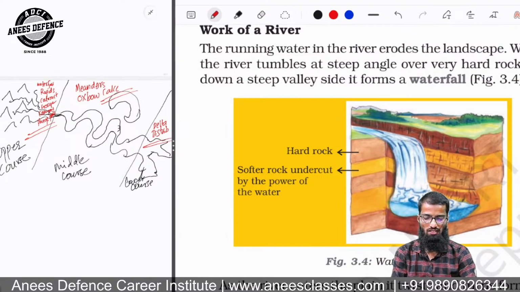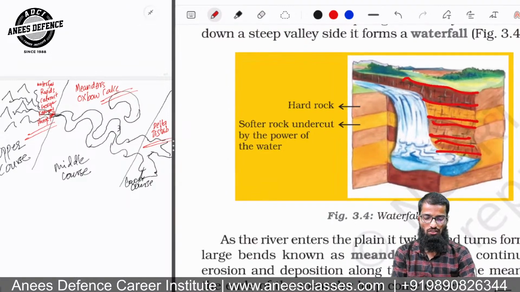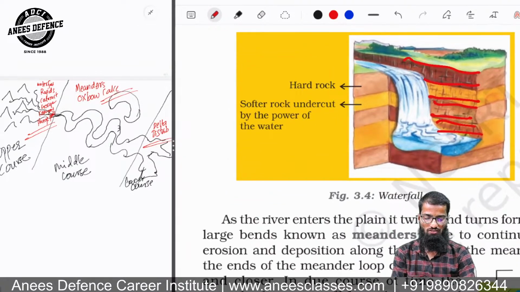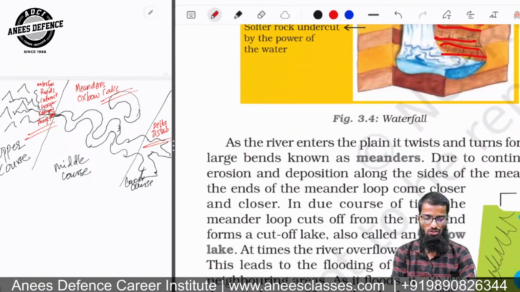When the river tumbles at a steep angle over very hard rock, or down a steep valley, it forms waterfalls. When you have alternate layers of hard rock and soft rock, the soft rock will be eroded easily compared to the hard rock, and this leads to the formation of waterfalls. You have Jog Falls in India, which is famous, and then you have Angel Falls.